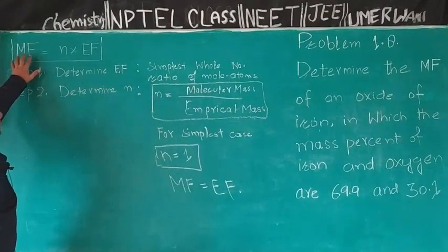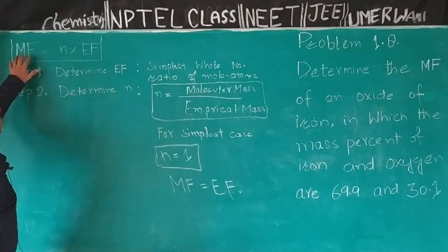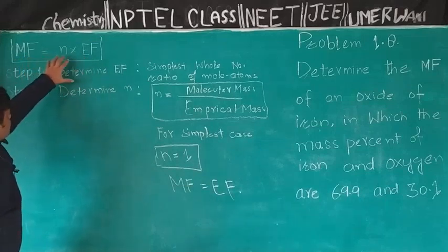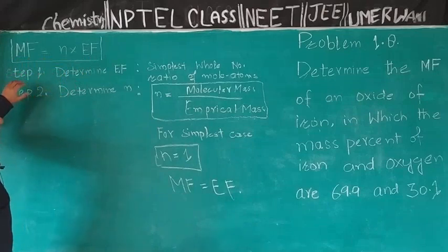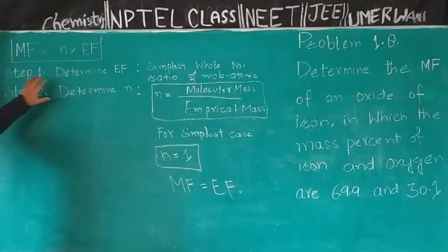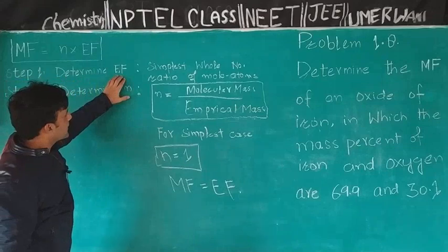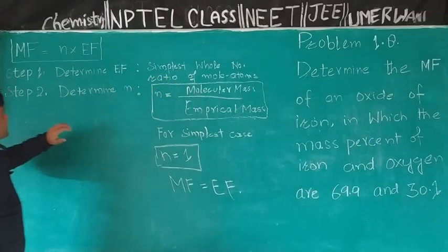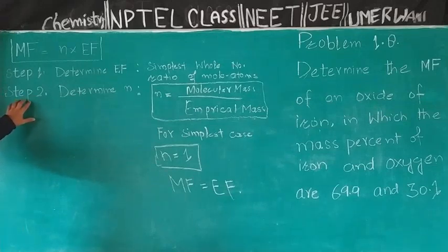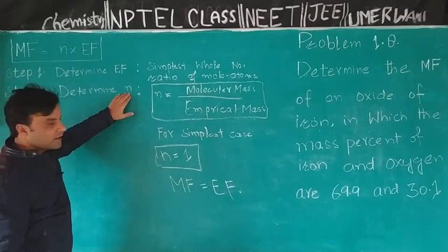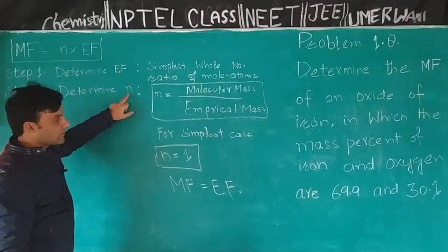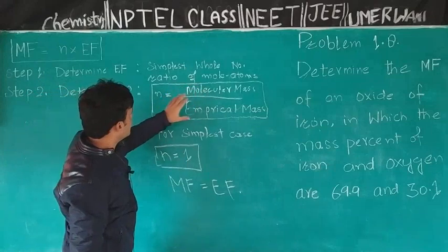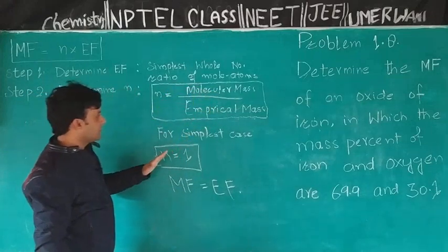I said we have to determine the molecular formula. The molecular formula is related to the empirical formula of the compound by this equation. From this equation we can reckon that determination of the molecular formula involves two steps. The first involves determination of the empirical formula, where we are interested in finding the simplest whole number ratio of mole atoms of all the elements present in the compound. Step two involves determination of this n, which is the common factor, and n is calculated using this formula: n is the ratio of molecular mass and empirical mass.